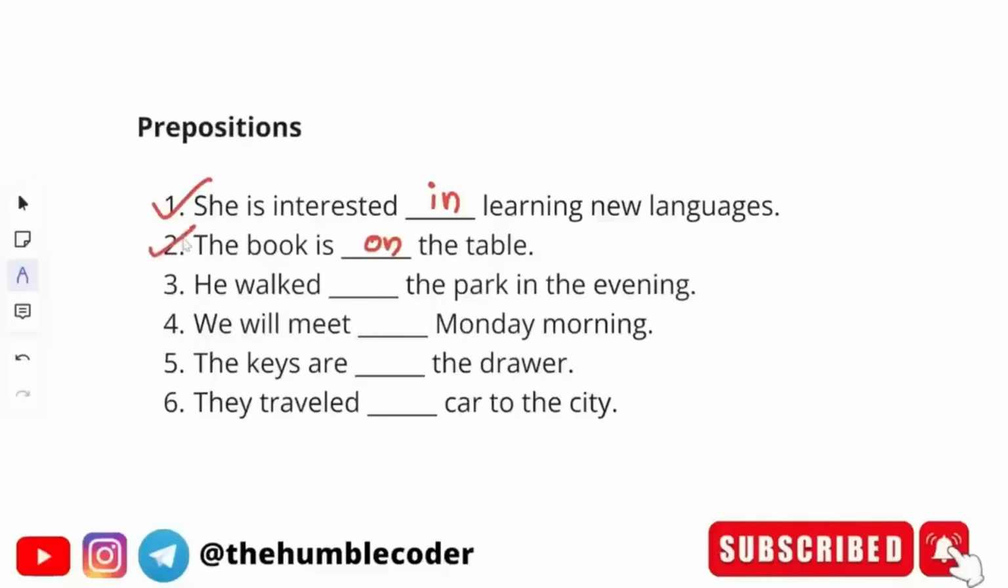Okay. Moving on to the next question. He walked dash the park in the evening. The correct answer will be he walked through the park in the evening. Next, see the next question. We will meet dash Monday morning. The correct answer will be we will meet on Monday morning. Next question is, the keys are dash the drawer. The correct answer will be the keys are in the drawer. And we have the last question based on prepositions, that is, they traveled dash car to the city. The answer will be they traveled by car to the city.